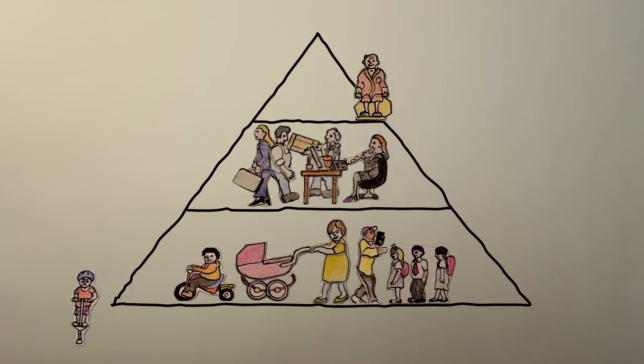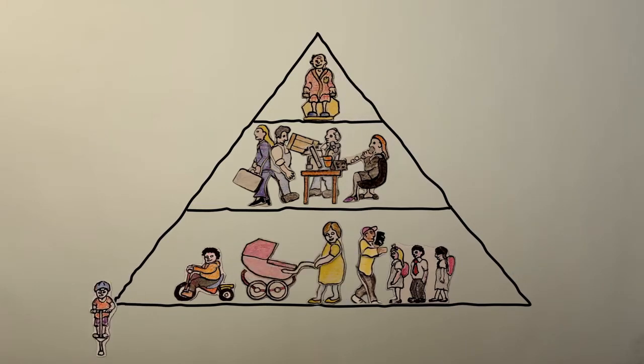Now we are observing a global increase in the aging population due to a decline in fertility and mortality rates. The pyramid is being reversed. And our research looks at what implications this has for all of us.